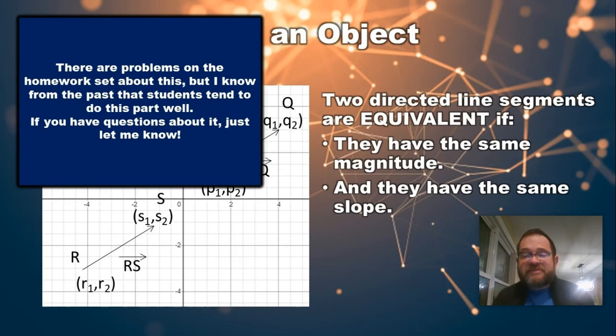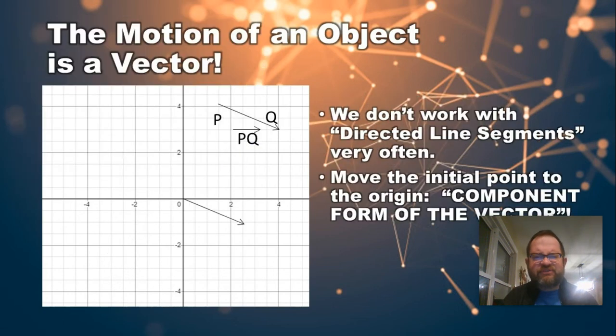There definitely are problems about this on the homework set. But I know from my notes from the past couple of years that students tend to do very well on this part. And so I don't want to spend a bunch of time because we have harder ideas today than this idea of testing if two directed line segments are equivalent. But obviously, if you have any questions about it, just write to me or text me or whatever. I'll be glad to explain this in more detail. But like I said, my experience is that students end up doing well on this.